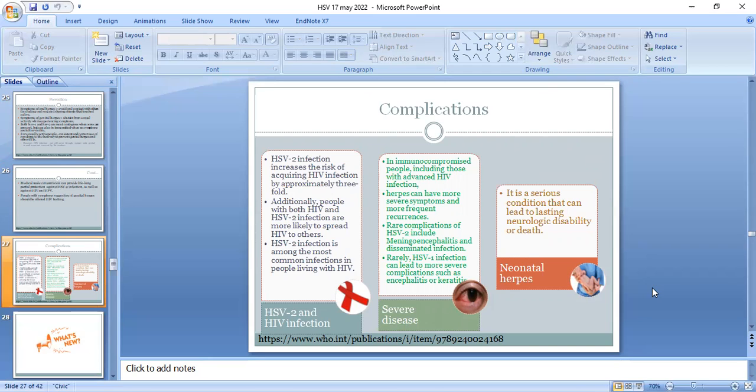Know the severity of the disease. In immunocompromised patients and with advanced HIV infection, herpes can have more severe symptoms and more frequent recurrences. Rare complications of herpes simplex type 2 include meningoencephalitis and disseminated infections, while type 1 can lead to encephalitis or keratitis and neonatal herpes. It is a serious condition that can lead to neurological disability or death.